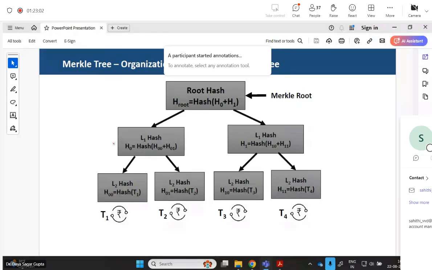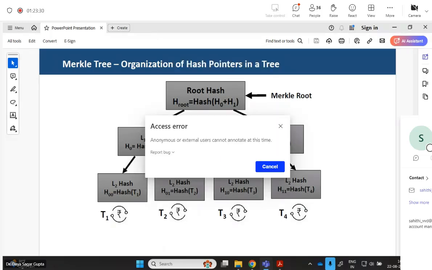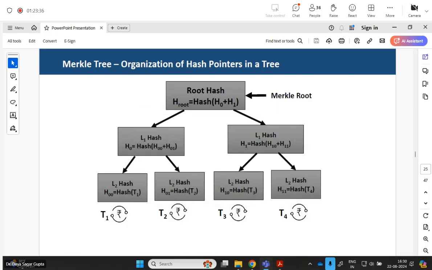Now they are going to compute the hash of T1 here, hash of T2 here, hash of T3 here, hash of T4 here. Since there are 4 transactions, we can represent them as 00, 01, 10 and 11. Four numbers can be represented by a 2-bit number. So this is hash of 00, hash of 01, hash of 10 and hash of 11.